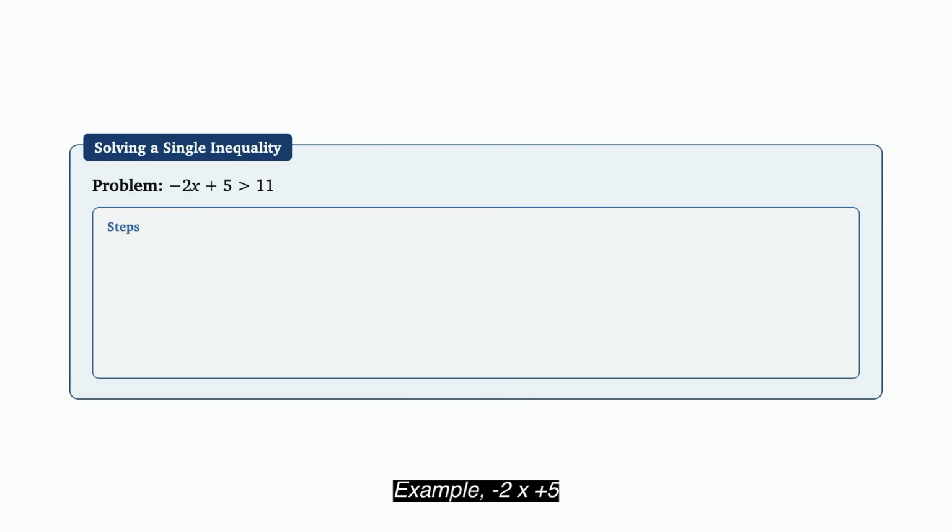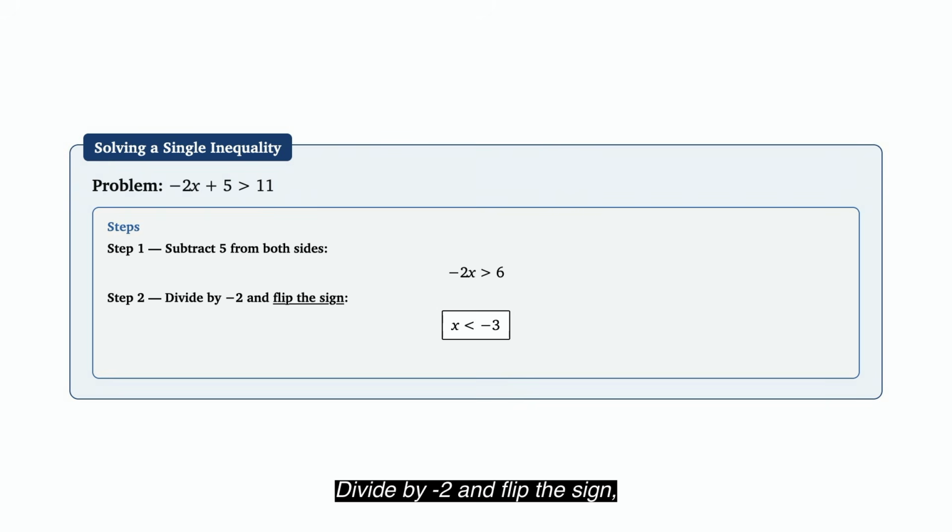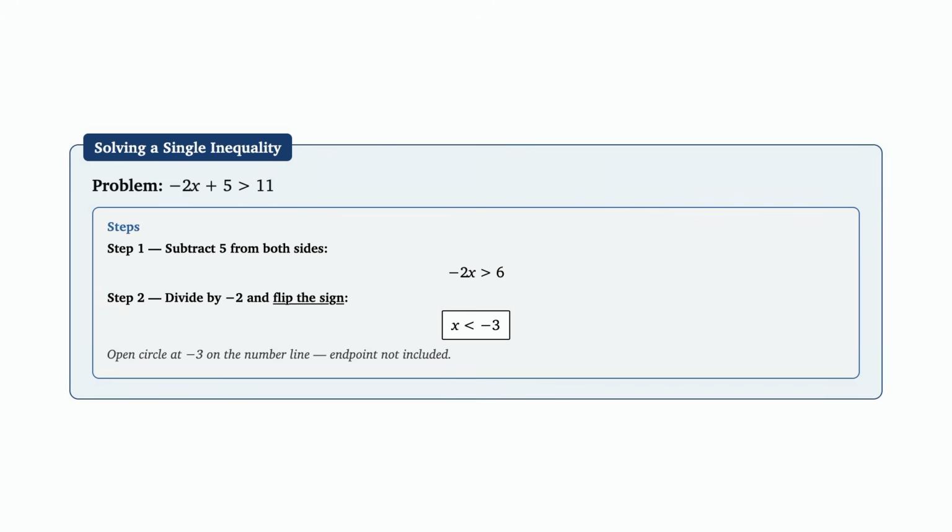Example, -2x plus 5 is greater than 11. Subtract 5. -2x is greater than 6. Divide by -2 and flip the sign. x is less than -3.